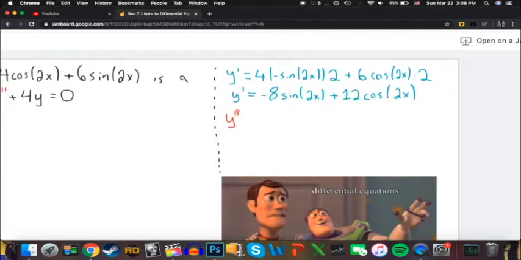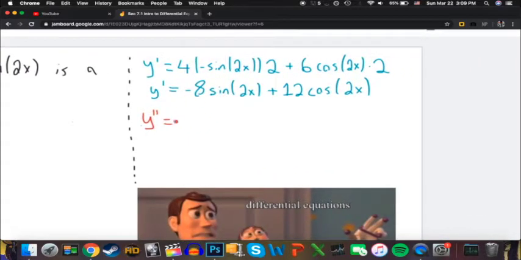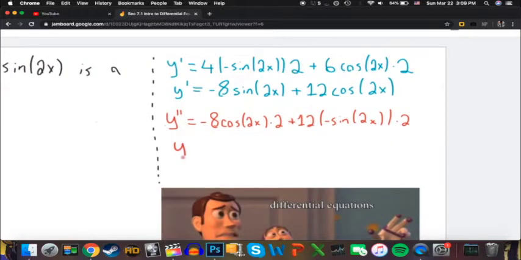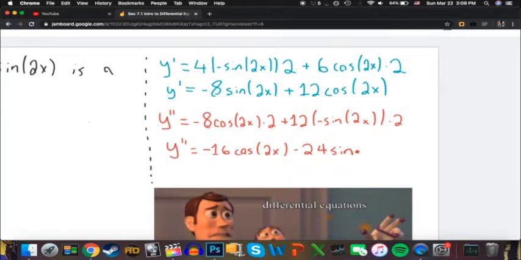So when we find the second derivative, we're just going to take the derivative of that new function that we found, and it's going to be the same sort of process as we saw earlier. So we're going to use chain rule again. Derivative of sine is cosine. Then we multiply by the 2. And then over here we're going to have plus 12 times the negative sine of 2x. And then we're going to multiply that by 2. And so if we clean this up, we get negative 8 times 2. That's going to give us a negative 16 cosine of 2x, and then minus 24 when we do 12 times 2 times sine of 2x.